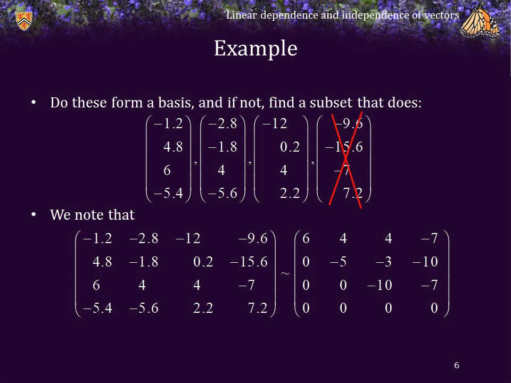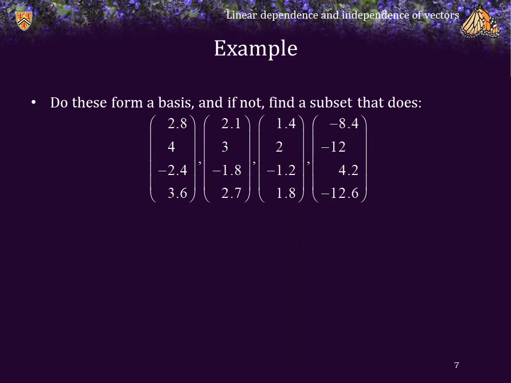Thus, eliminate the 4th vector, and a basis for the span of these 4 vectors are the first 3 vectors. So the span of the 4 vectors is equal to the span of the first 3 vectors. The first 3 vectors are linearly independent, therefore the first 3 vectors form a basis for the span.